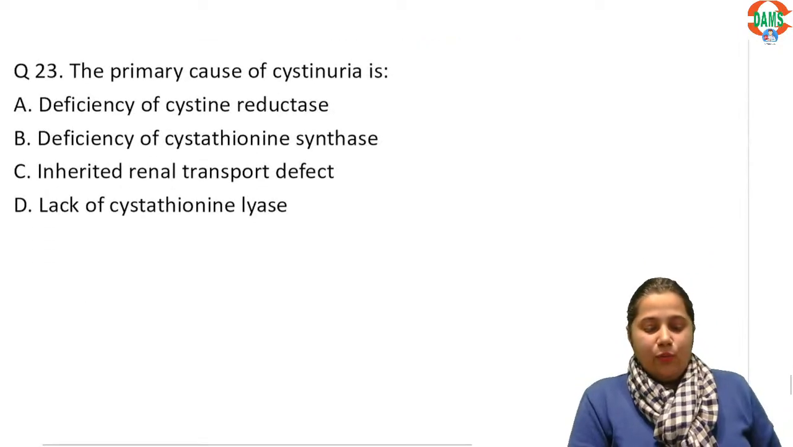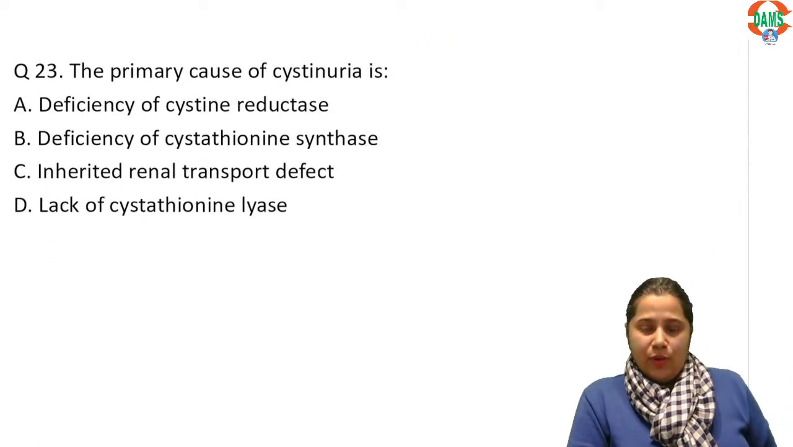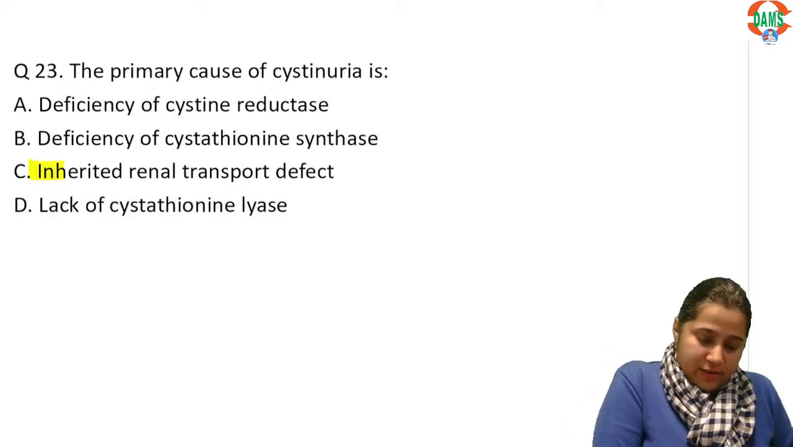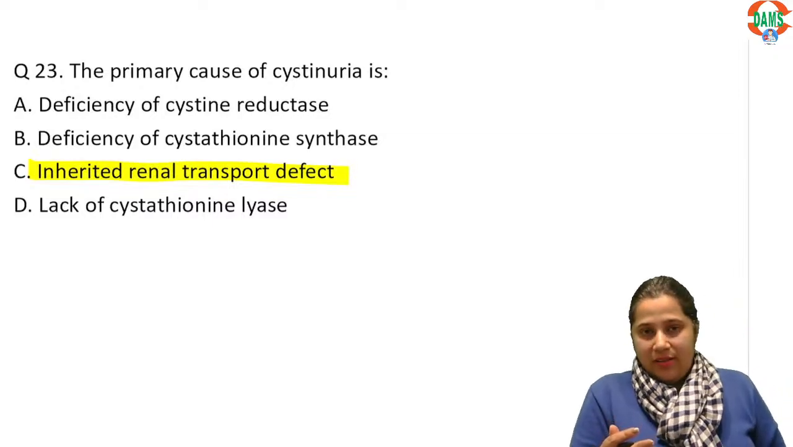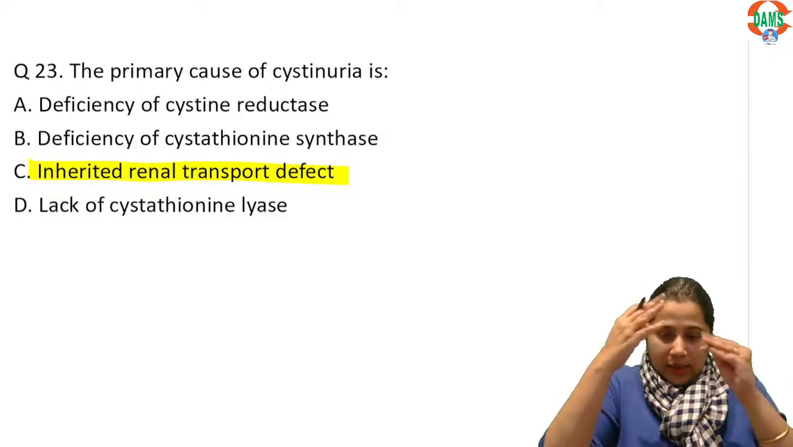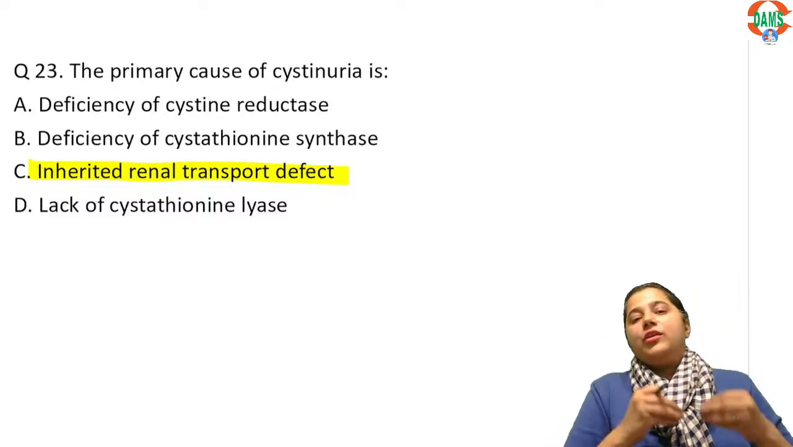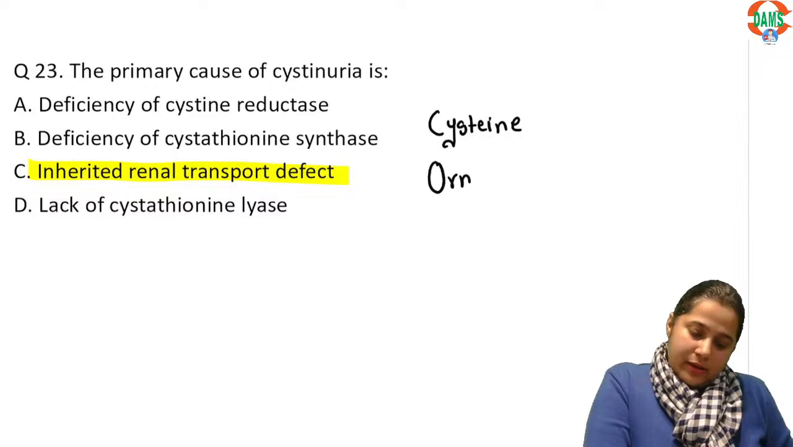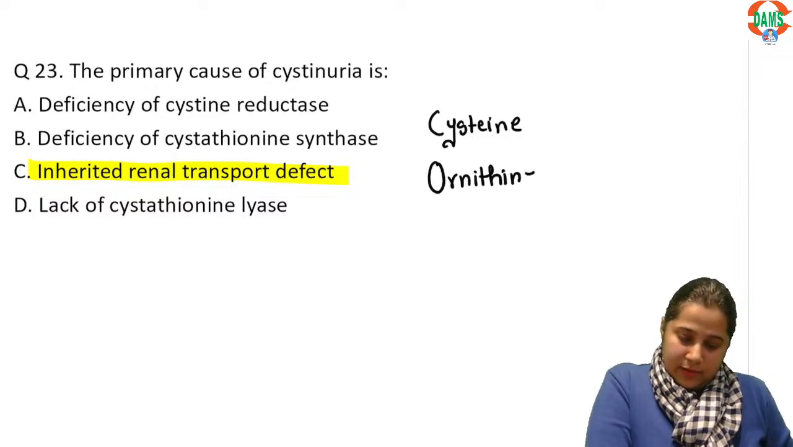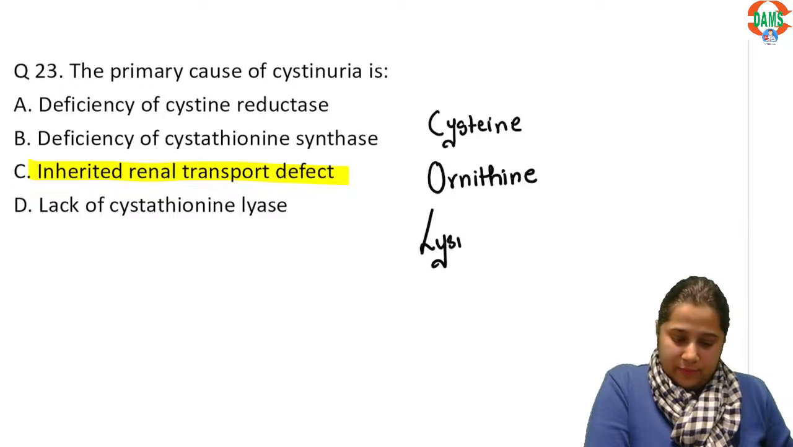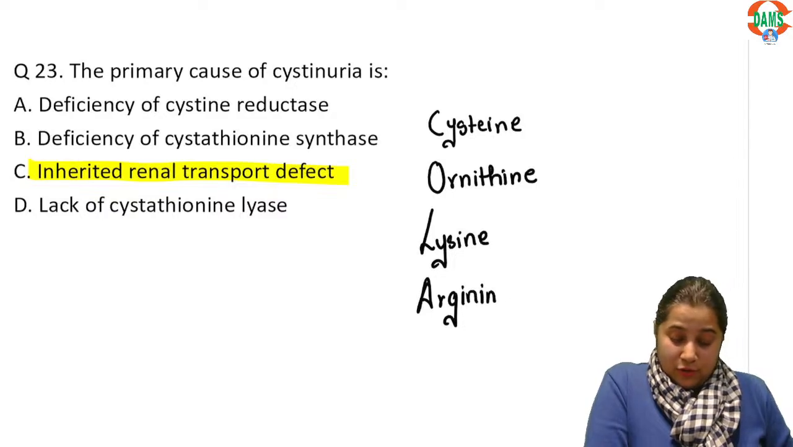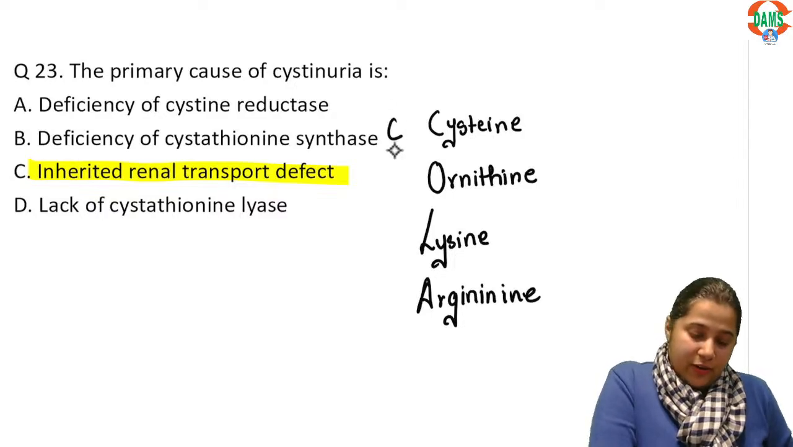Question number 23. What is the primary cause of cystinuria? It is a renal tubular transporter defect in which 4 amino acids are lost in urine. In the tubules, there is a transporter for the reabsorption of cysteine, ornithine, lysine, arginine. I use a mnemonic to remember this, and probably you have guessed it by now. What is the mnemonic?